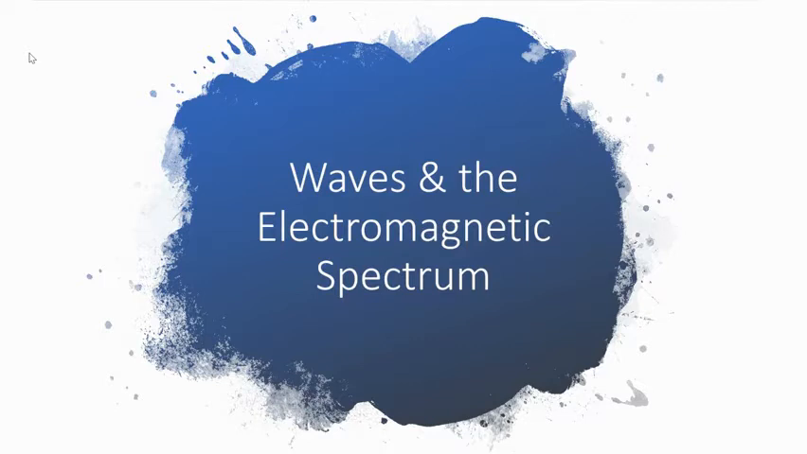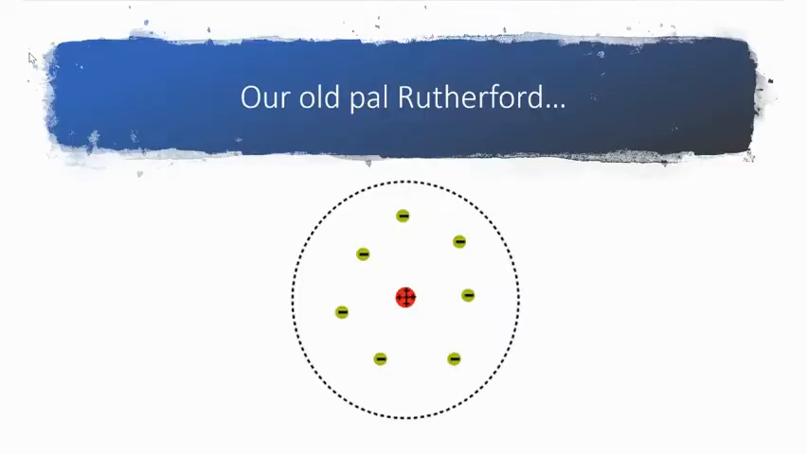Okay, so you're probably thinking, what does this possibly have to do with chemistry? So, we're going to revisit our old pal Rutherford. We learned about him in the first half of chapter 3, and he developed our most recent model of the atom that we have looked at.